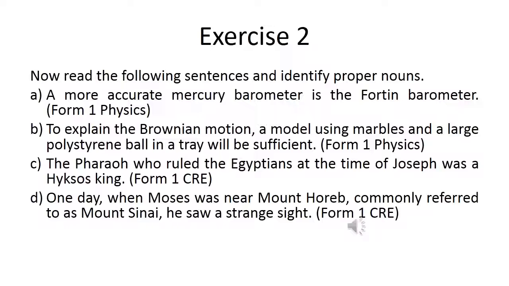Now attempt exercise 2. Read the following sentences and identify the proper nouns in them. A. A more accurate mercury barometer is the Fortin barometer. B. To explain the Brownian motion, a model using marbles and large polystyrene ball in a tray would be sufficient. C. The pharaoh who ruled the Egyptians at the time of Joseph was a Hyksos king. D. One day when Moses was near Mount Horeb, commonly referred to as Mount Sinai, he saw a strange sight.